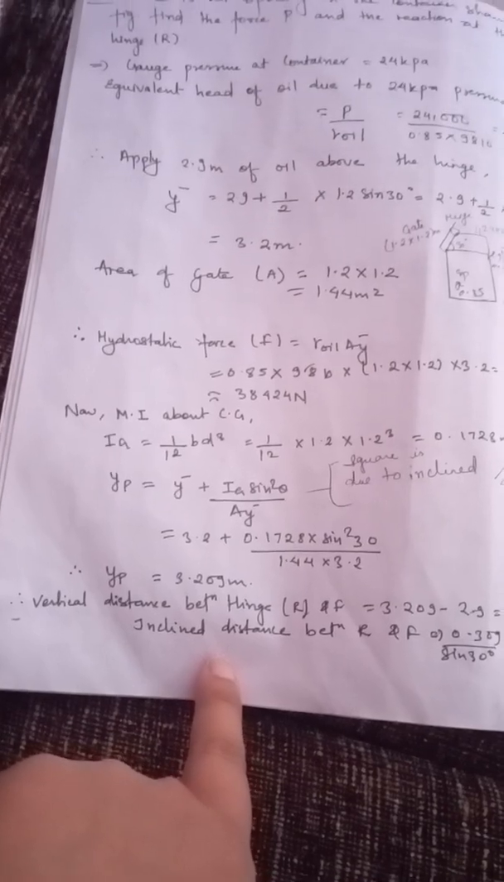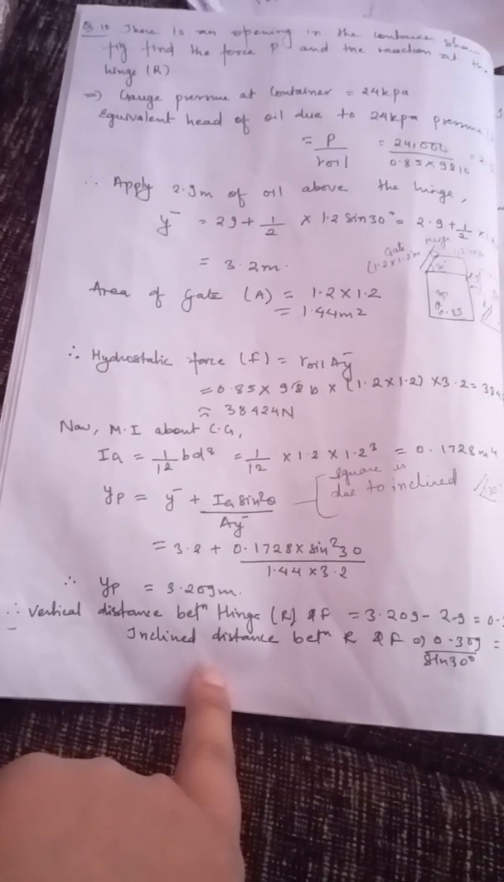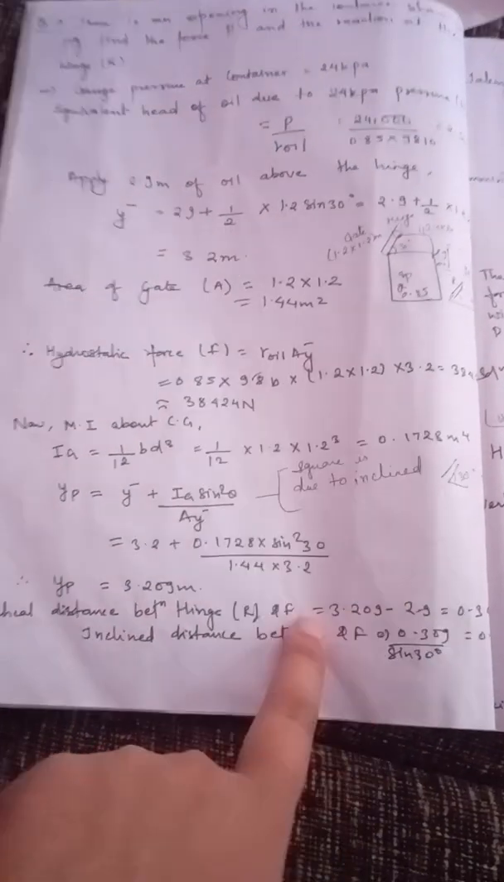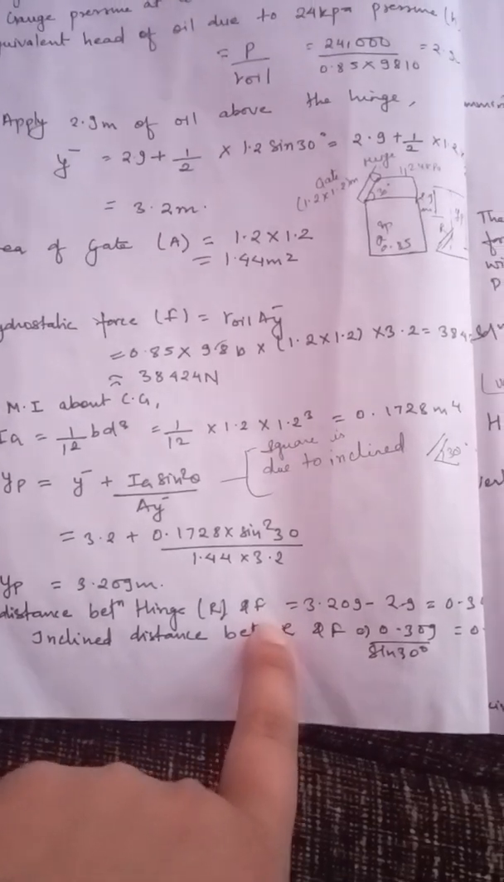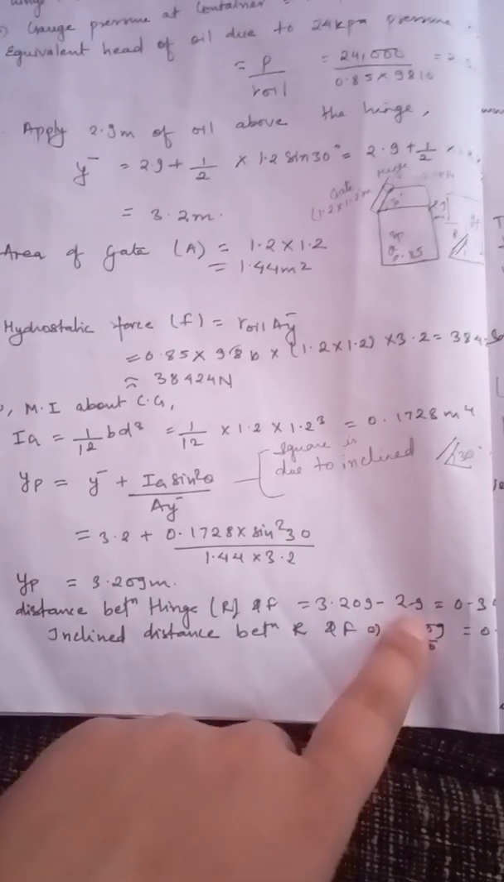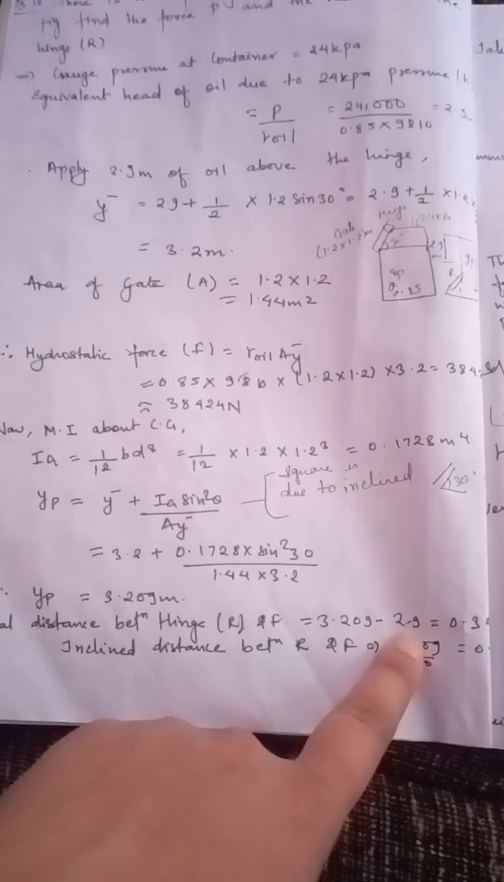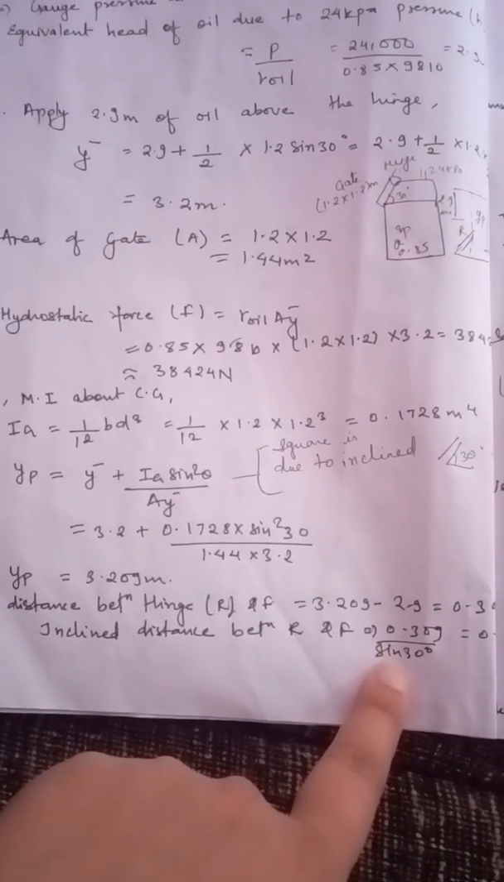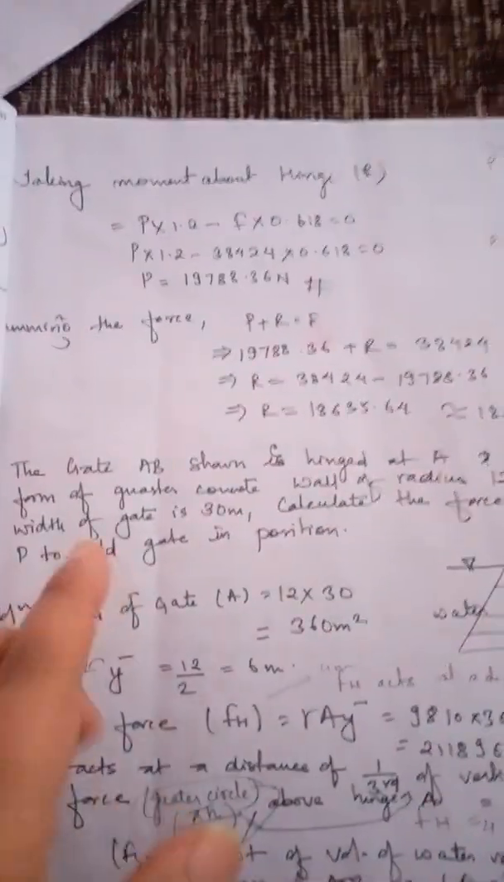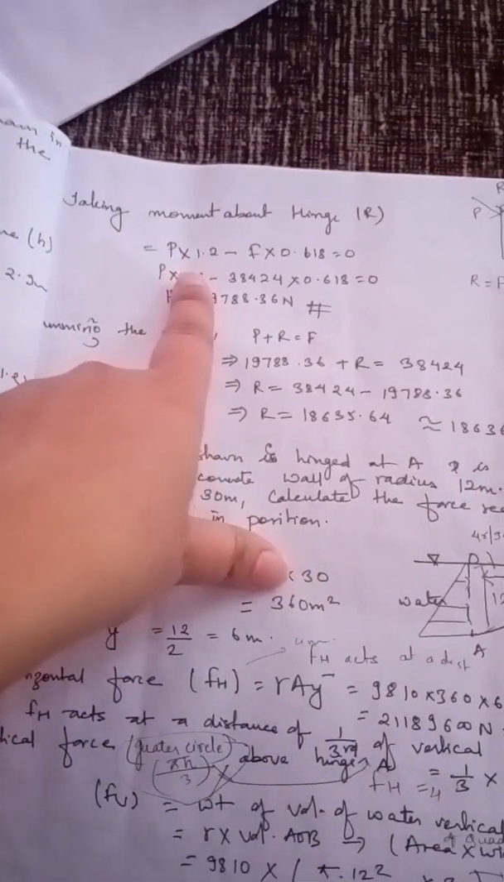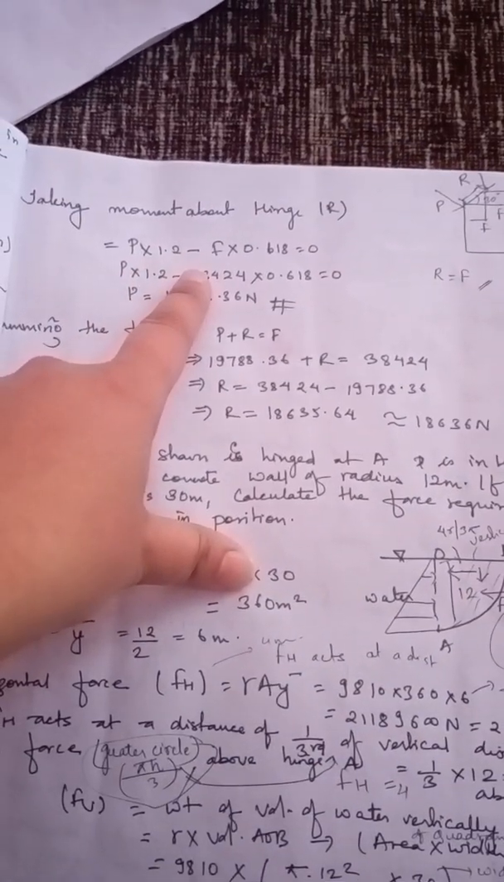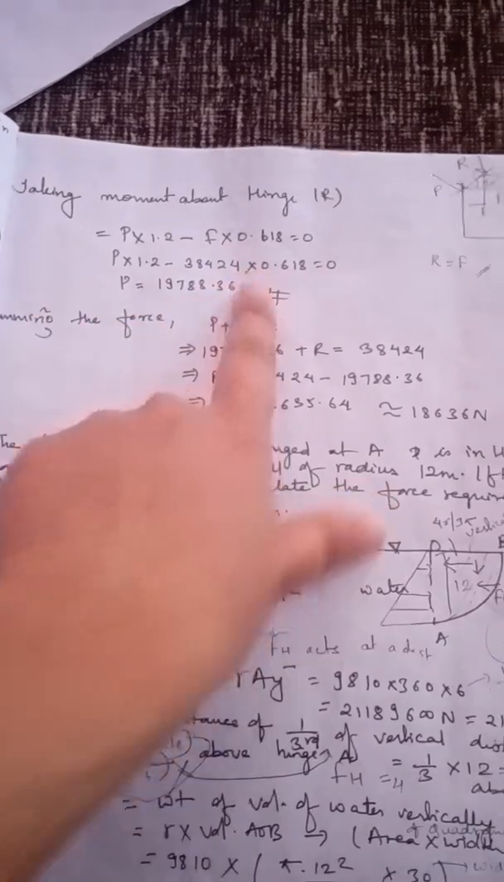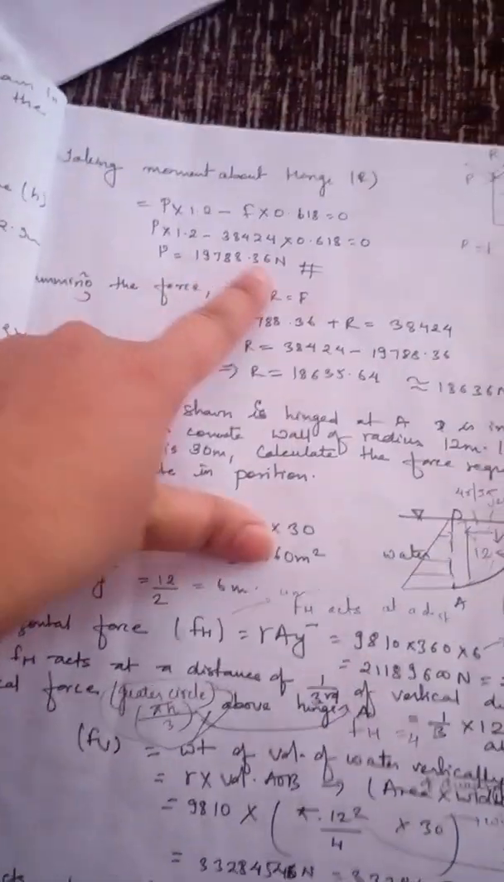Now, we have to again find the vertical distance between the force and the hinge. So how can we find it? It is YP minus the 2.9 we have got from the upper part. Okay, the inclined distance, how can we find? We can find it by dividing by sine 30 degree. Now let's take the moment. How can we take the moment? We can take the moment by P into 1.2, which is the distance, minus F into 0.016. We have got the value.